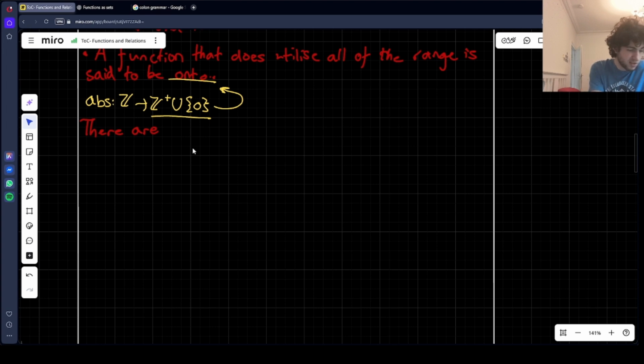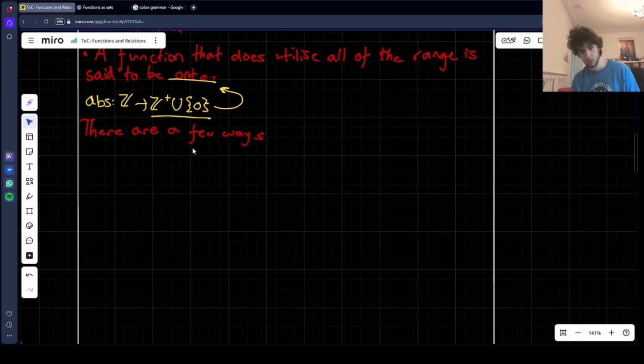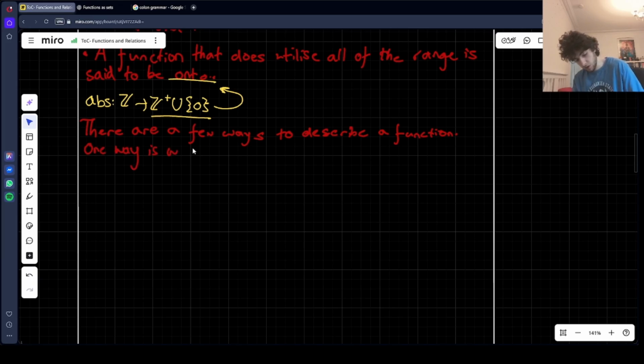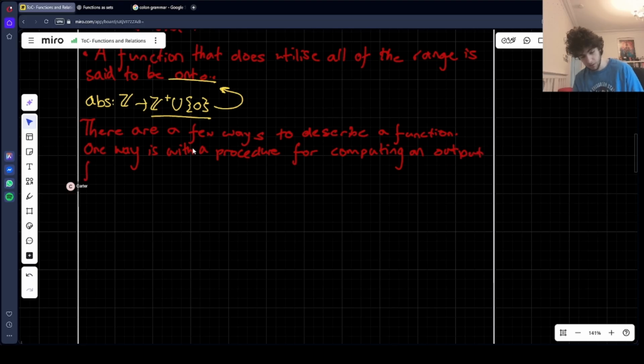So the functions that we talk about won't be too exotic or too funny. Whenever we describe a function, we'll talk about an algorithm, or we'll give a table of values, as I'll talk about. So there are a few ways to describe a function. One way is with a procedure for computing an output from a specified input.